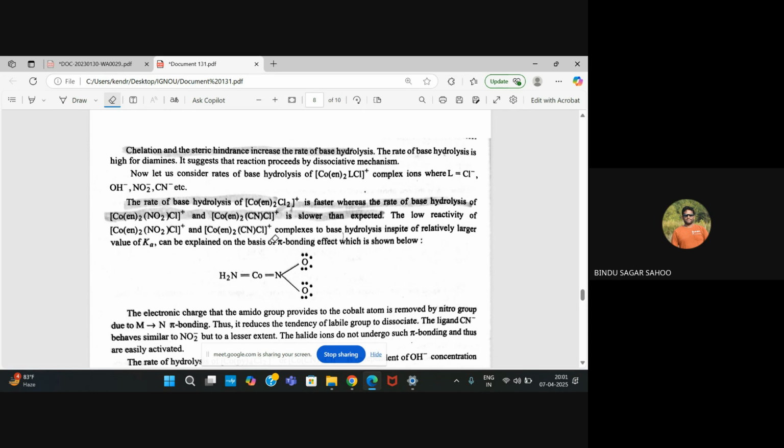Then dissociation can occur easily. But in these two complexes, two electron withdrawing groups are present, NO2 minus and CN minus. They can abstract the electron density accumulated on the cobalt metal.